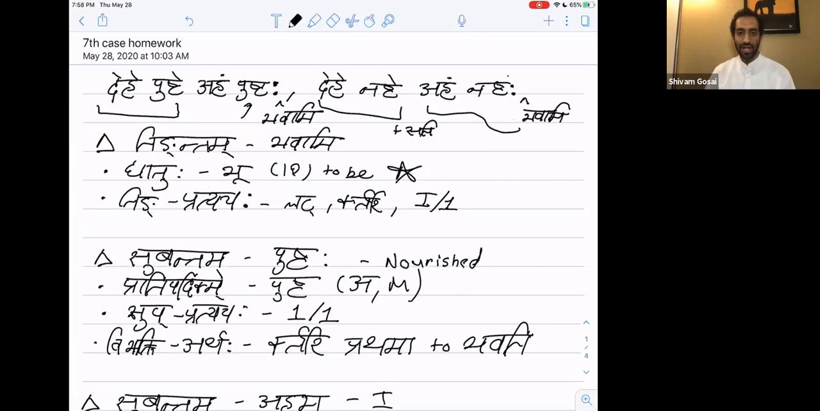Okay, so notice that correction. If we're going to supply a verb, we're going to supply bhavami because the karta is aham. Yeah, so thank you, Harprasad.